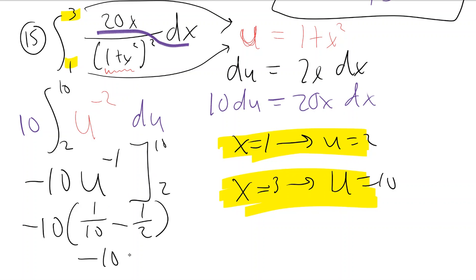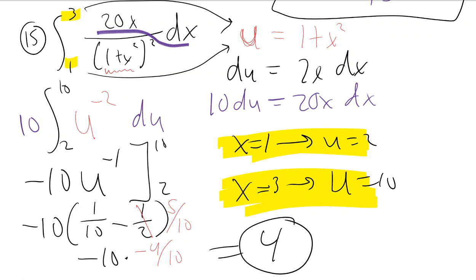We get negative 10 times 1/10 minus a half, which should be negative 4/10. And negative 10 times negative 4/10 would end up being what? 4. That's what I'd go with.